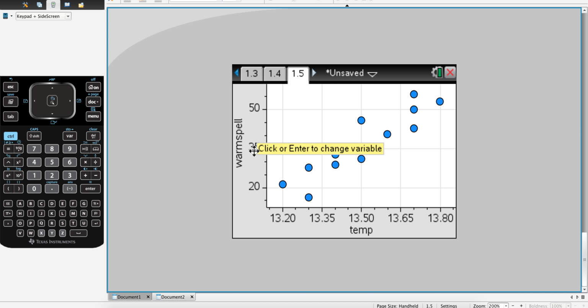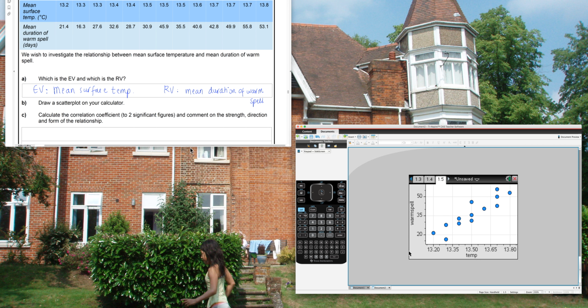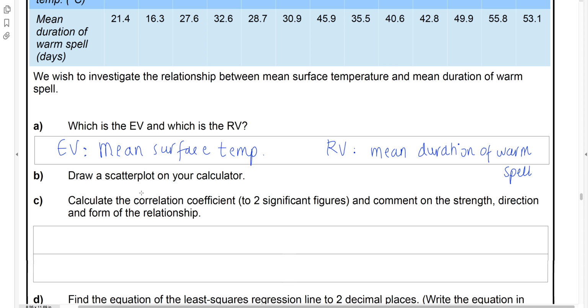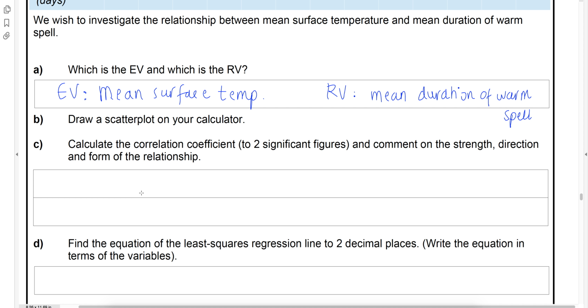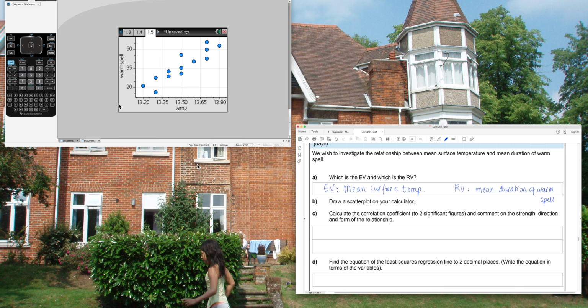So I put warm spell as our RV, it's on the vertical, temperature on the EV. So it looks fairly linear to me at the moment. So what we'll do is we'll proceed with our regression analysis. All right, draw the scatter plot, done. Calculate the correlation coefficient. We're going to go to two significant figures here and we're going to interpret that.